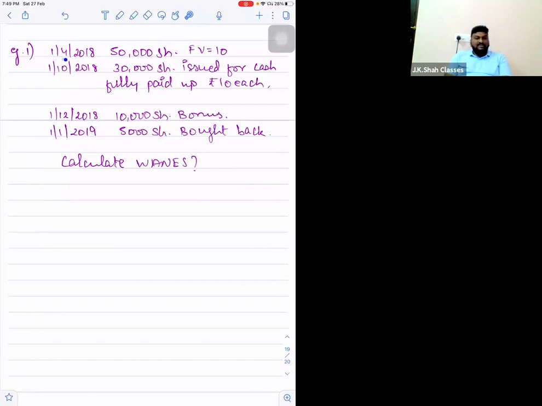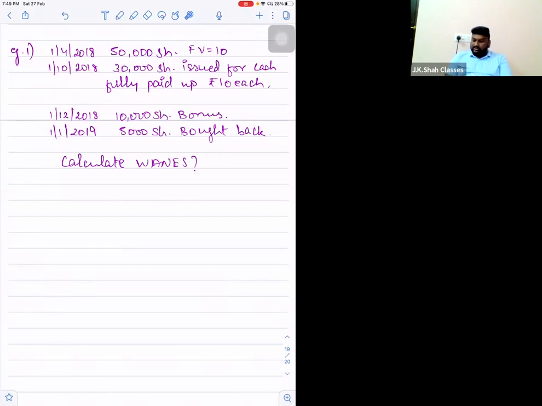On 1st April 2018, we have 50,000 shares of face value 10 rupees. On 1st April 2018, we have 50,000 shares outstanding as the opening balance. I can say these are the opening balance of shares. Face value is 10 rupees.